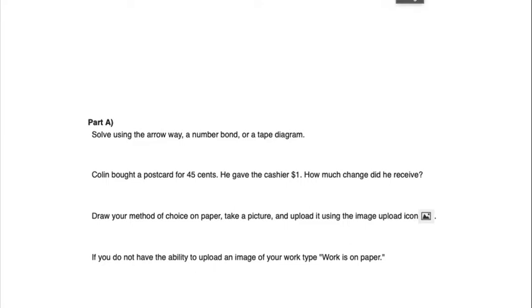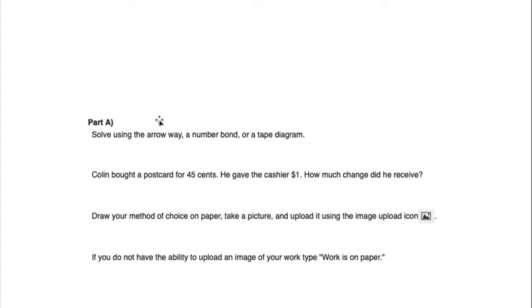So if you want to change from one number to another, you need to do what we call converting so that you're working in the same unit, okay? So here it says to solve using the arrow way, a number bond, or tape diagram. Personally, I really don't care if you solve it any of these ways or a different way. I'm more concerned about your answer. Don't worry about uploading a picture it's going to ask you to. Just give me the answer in the box instead.